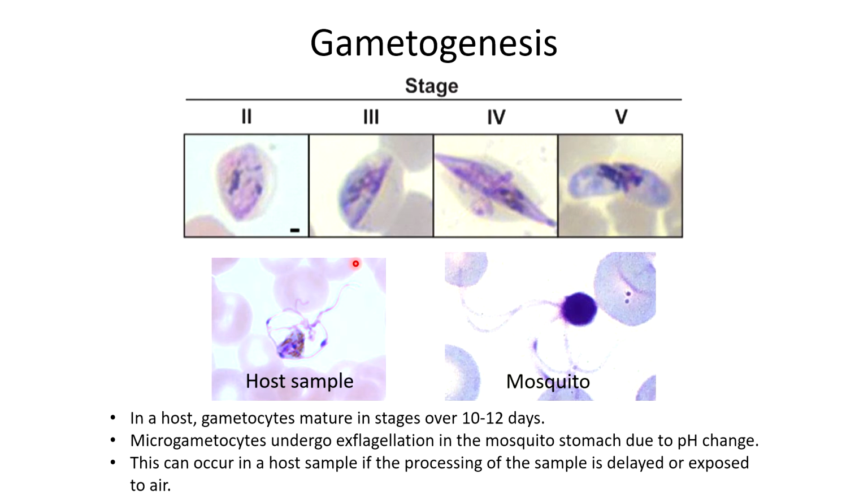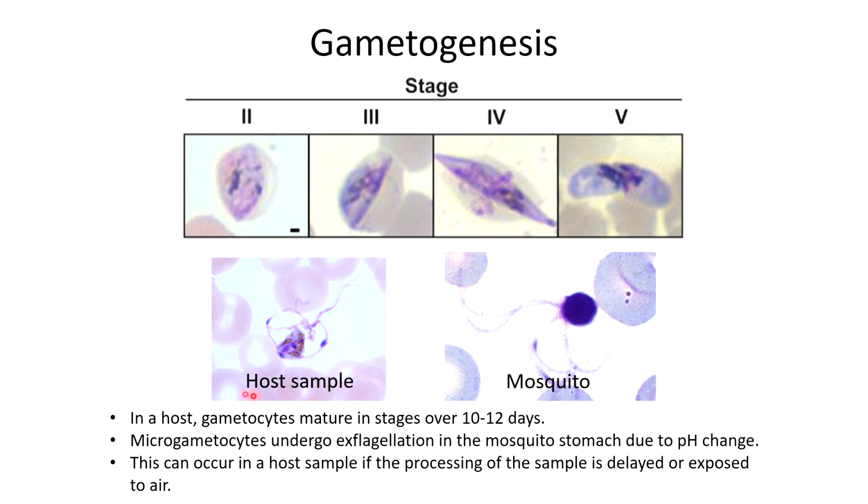So here is showing the progression of the creation of the gametocytes, known as gametogenesis. Here we just have stage 2, 3, 4, 5, which shows the transformation from trophozoite to finalized gametocyte. It usually takes them 10 to 12 days in the host to mature. And microgametocytes, the male form, can undergo exflagellation within the mosquito due to pH change. Here on the right, you'll see an exflagellated microgametocyte within a mosquito.